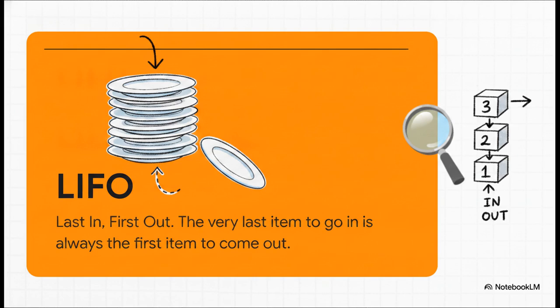LIFO simply stands for last in, first out. It's a strict architectural structure where the very last item entered into the system is always the absolute first item to be retrieved. Think of a stack of plates at a buffet, right? The last plate placed on top is always the first one someone picks up.